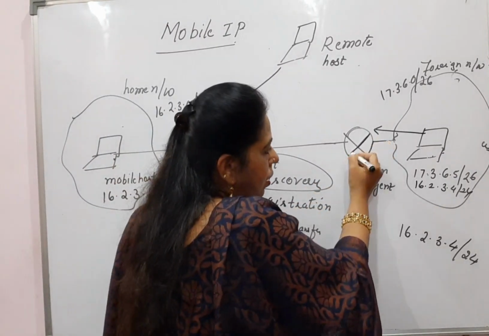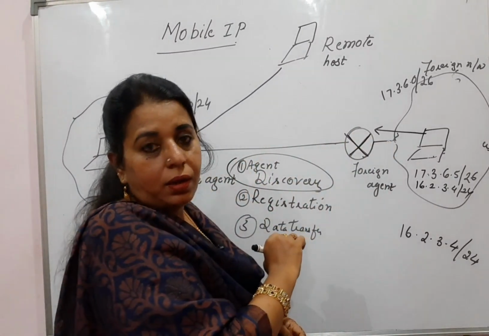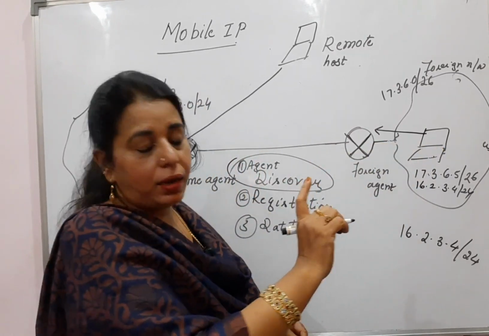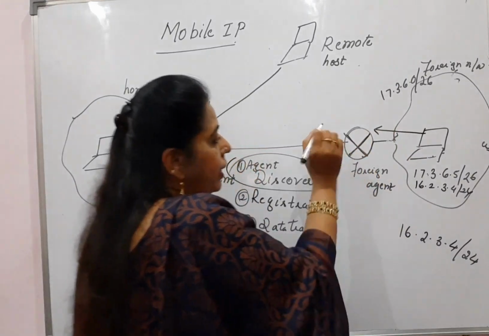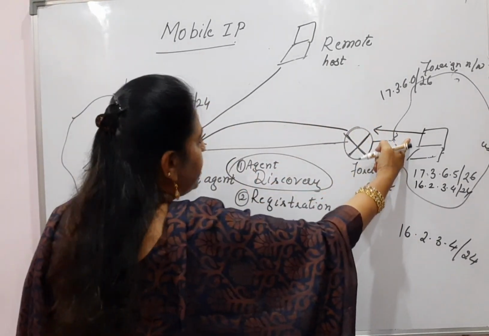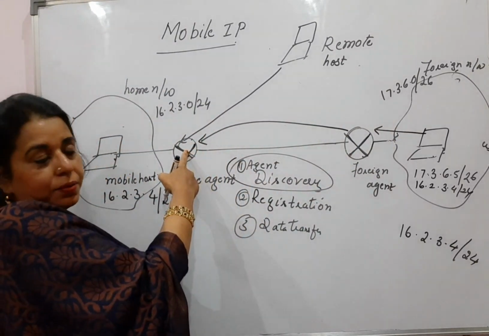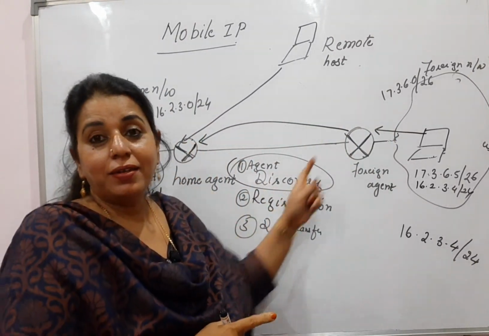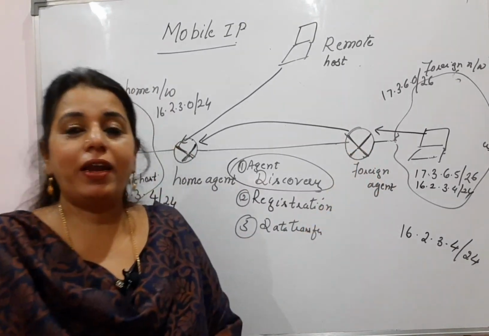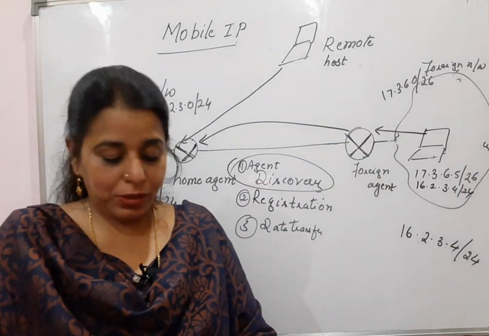Now this router has to give the permission in the reply message, but the router is not sending the message directly, not giving the reply immediately. Instead, this foreign agent will forward that registration request to the home agent. So why is it doing that? Look here, this foreign agent, that means the default router of the foreign network, is not trusting this host.